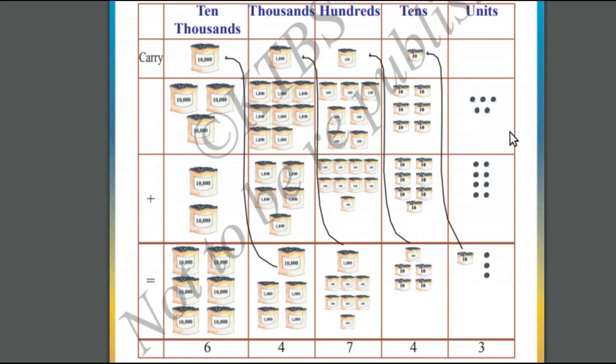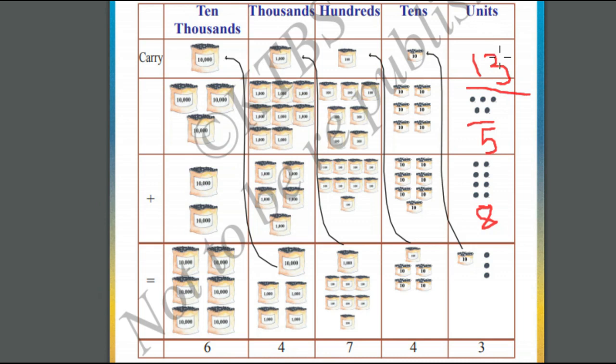Enough of the discussion. Let us add these two numbers. In the units place of the first number, we have 1, 2, 3, 4, 5, 5 beads. In the units place of the second number, we have 1, 2, 3, 4, 5, 6, 7, 8. 8 plus 5 is equal to 13. We cannot represent 13 in the units place, right?